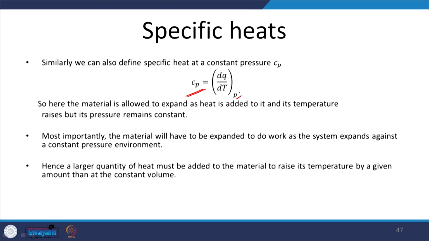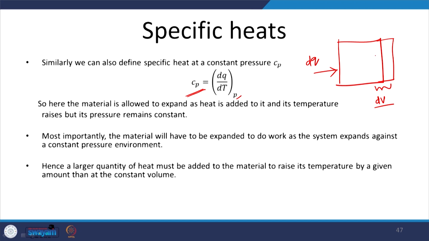So, here the material is allowed to expand as the heat is added to the system and its temperature rises, but its pressure remains a constant. So, you have a gas chamber. Previously, you kept the volume of the gas chamber a constant. Now, you allow a possibility that volume may change by dV when you supply an additional heat of dq.